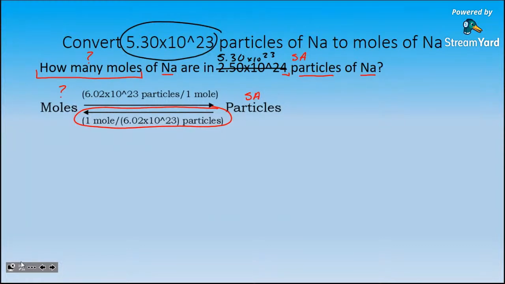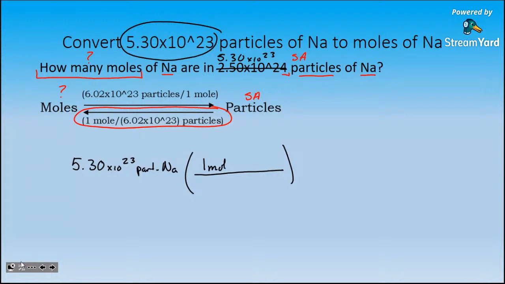Because hopefully you recognize that if I have 2.50 times 10 to the 24th particles of anything, because I'm always going to end up dividing that by Avogadro's number, I'll always have the same number of moles. So if I had gone on and worked this with the 2.50 times 10 to the 24th particles of sodium, I would have gotten the exact same answer as the previous problem. But I want to change it up. So 5.30 times 10 to the 23rd particles of Na, and I'm going to convert that to moles.